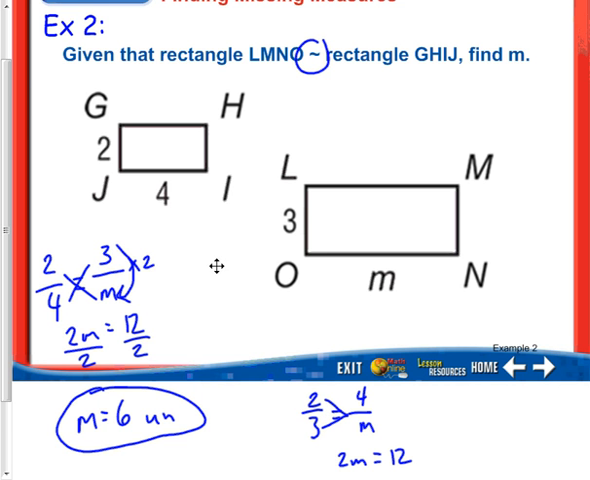So the idea here is just make sure that whatever you decide to do to match up your corresponding parts, make sure you keep everything lined up. So in this case, we did 2 over 4, and so we had to do 3 over M. We kept it all matching. And then in this example, we did 2 over 3, so we had to do 4 over M. So you always have to make sure that the parts match up. That's why we say corresponding parts.